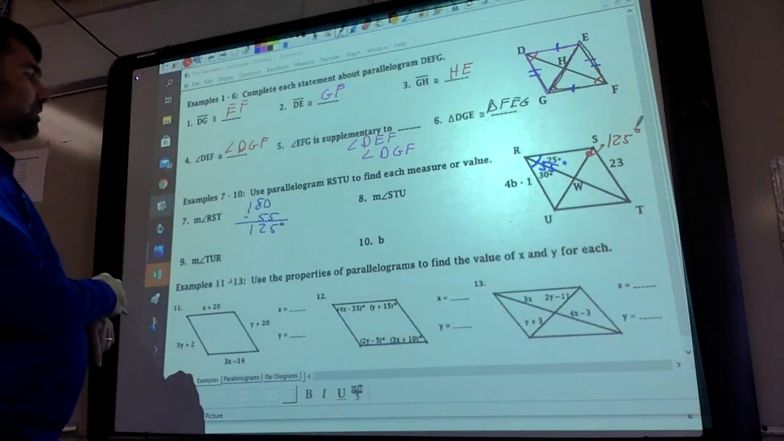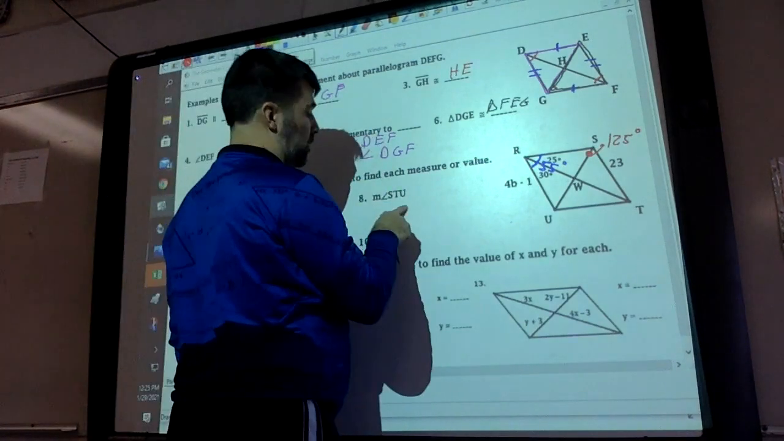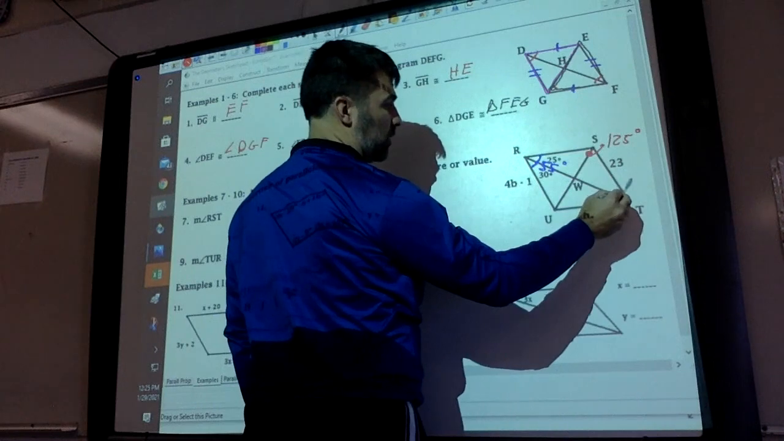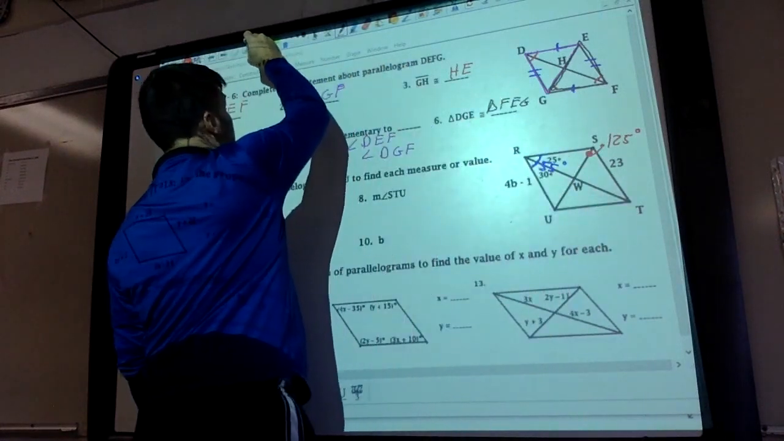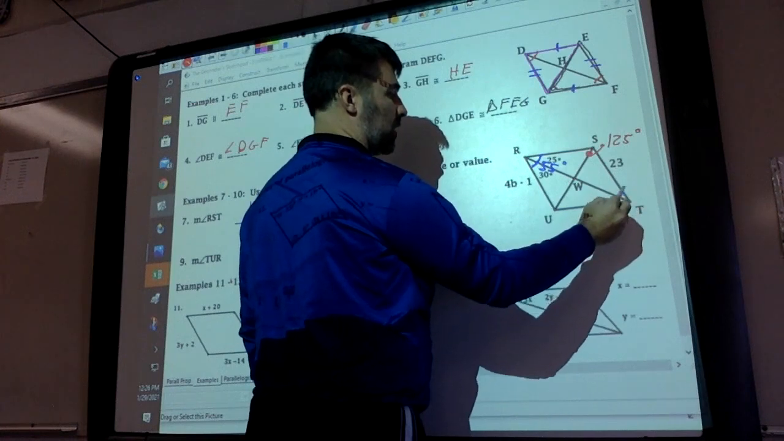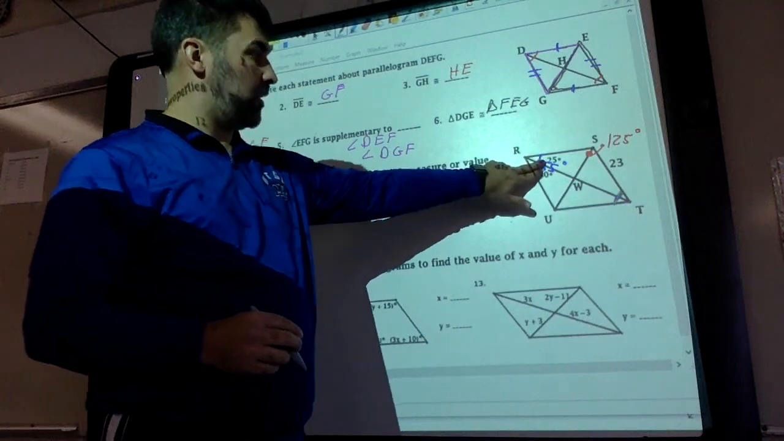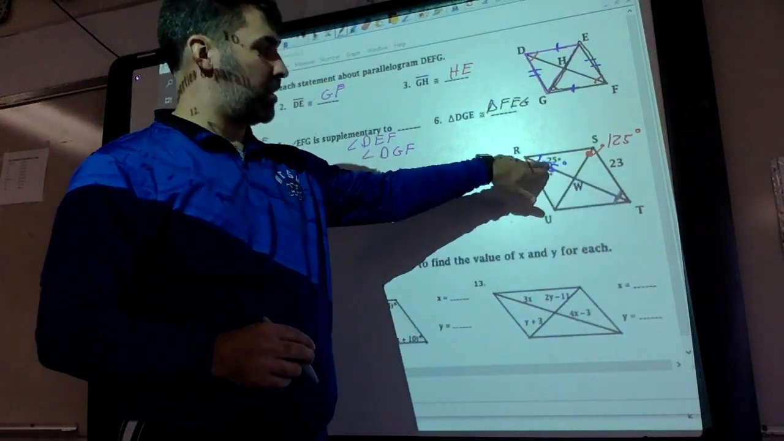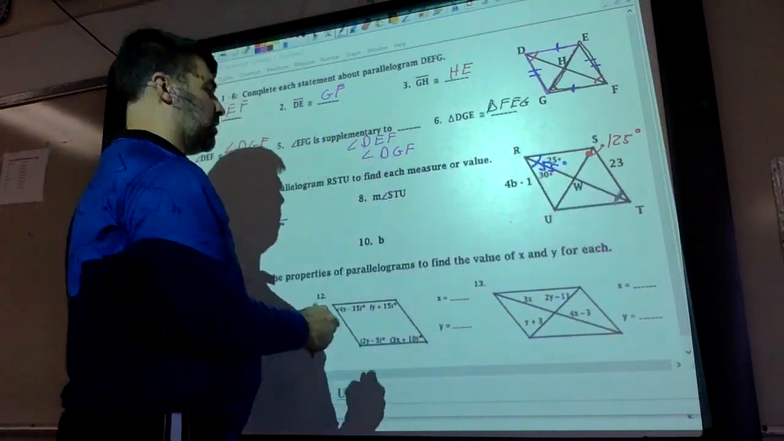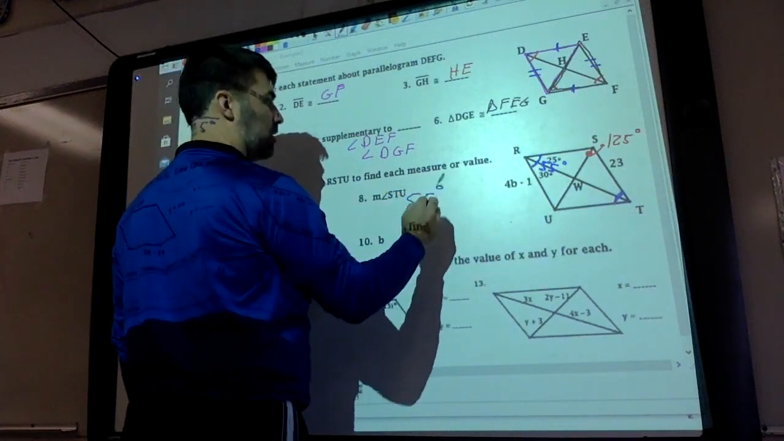Okay, so it says STU. STU would be here. This is number 8. Again, I'm dealing with angles. So if I'm dealing with angles, 2 properties: opposites are congruent, consecutives are 180. Based on what I'm given and what I'm trying to find, those are opposite angles. And I know opposite angles are congruent, so that's 55. STU would also be 55.